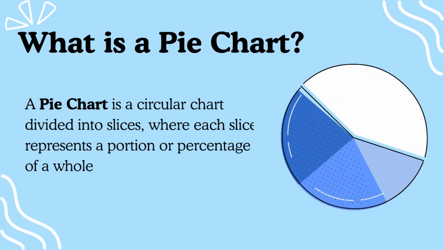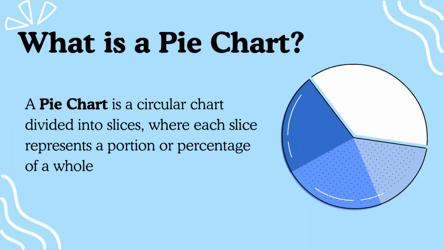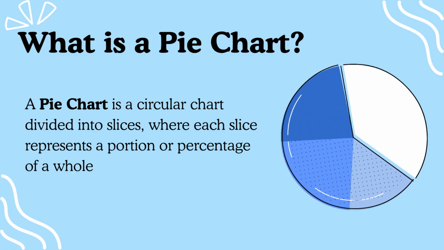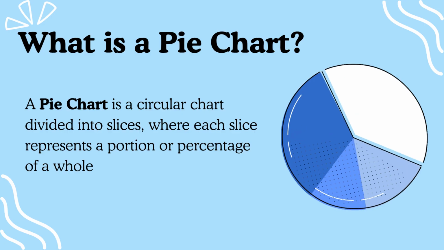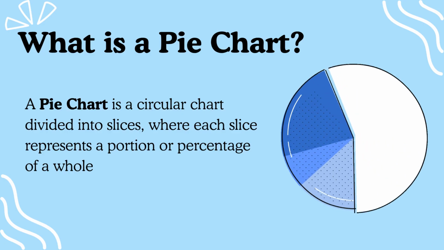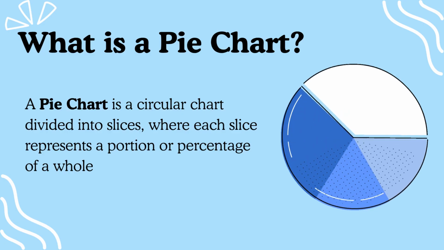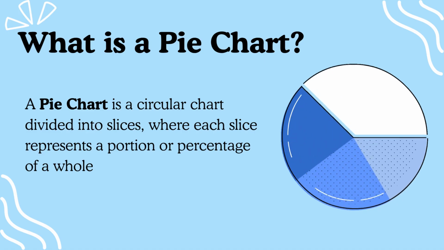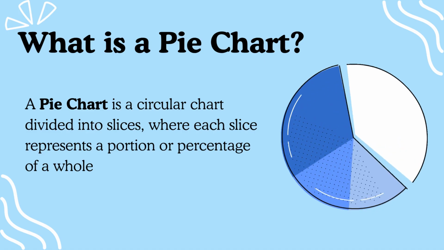A pie chart is a circular chart divided into slices, where each slice represents a portion or percentage of a whole. For example, if you're analyzing sales by region or expenses by category, a pie chart helps you see which part takes up more space visually. It's often used to show part of a whole relationships.